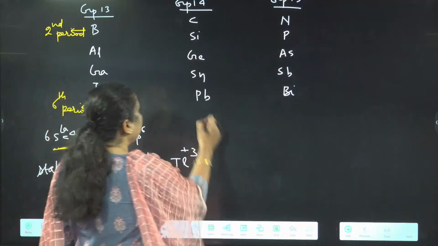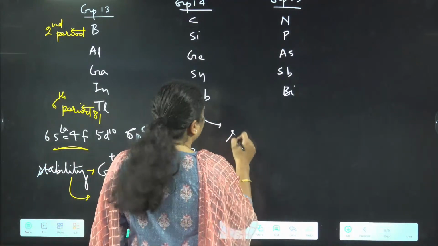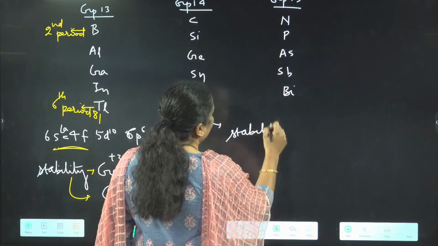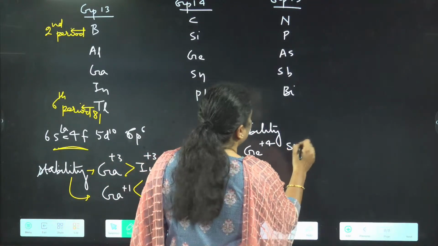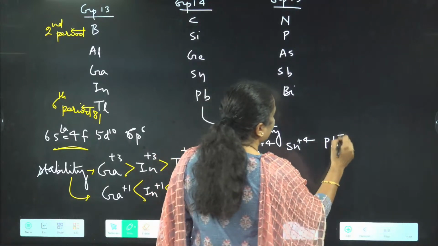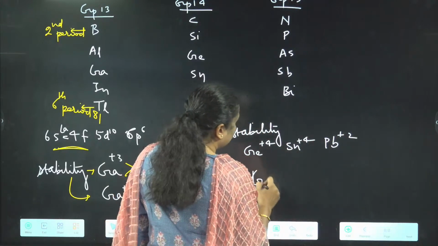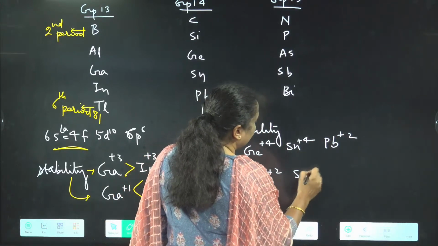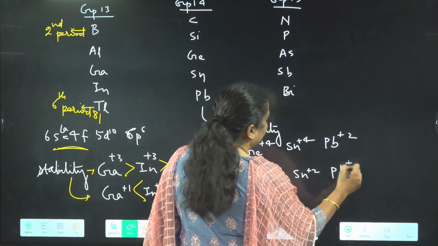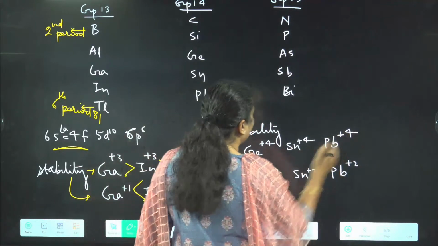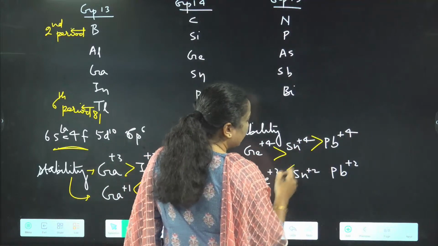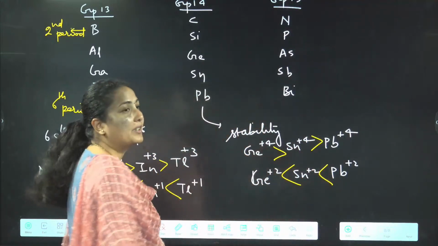Okay. Similarly, if I write down for group 14, you are having germanium +4, Sn +4, and Pb +4. I can also write down for germanium +2, Sn +2, and Pb +2. Here by mistake I have written +2, make it +4. So stability of +4 decreases and the stability of +2 increases.